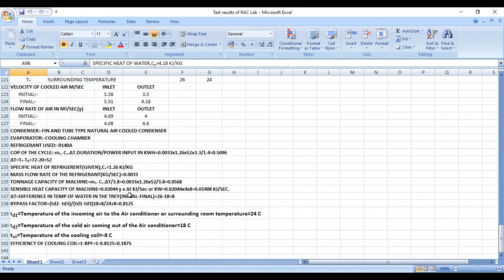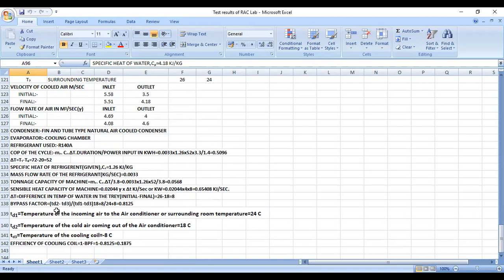is 0.02044 into gamma into delta T, that is 0.02044 into 4 into 8, where it becomes 0.65428. The delta T, difference in temperature of the water in the tray, is only 8 degrees centigrade.